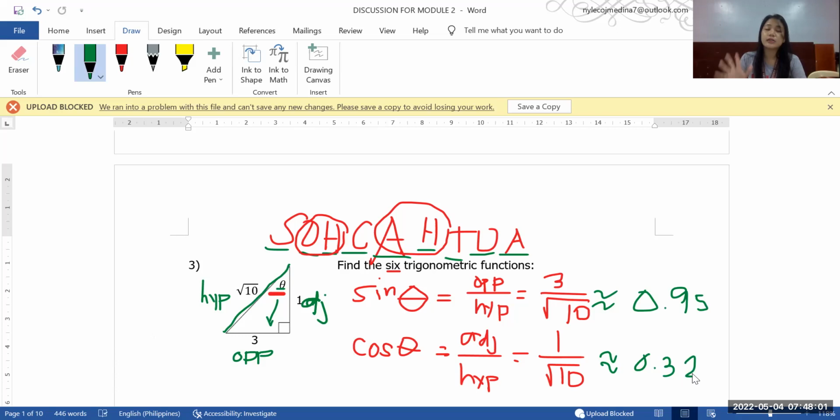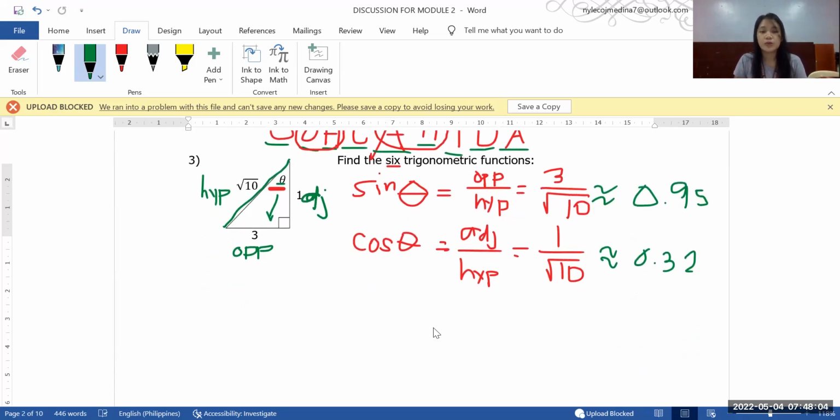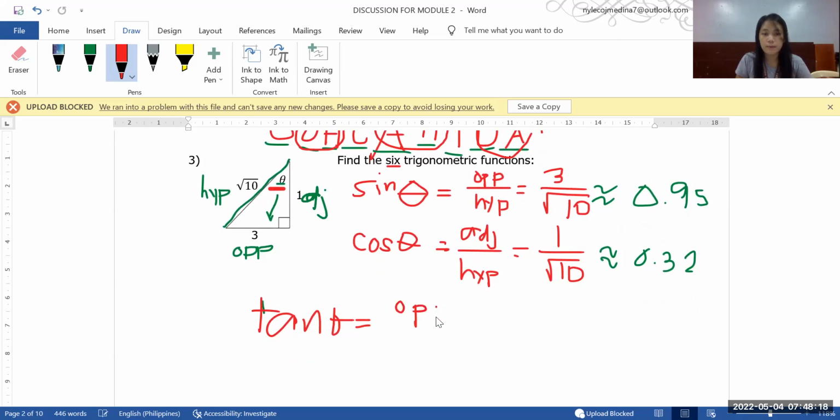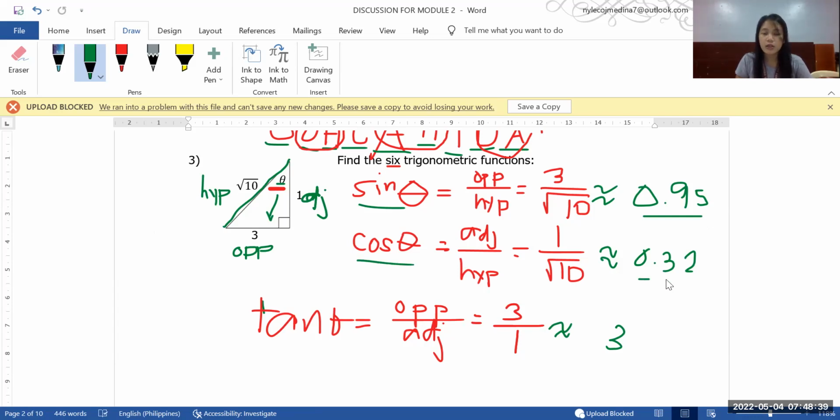Always round your answers to 2 decimal values. So next, sunod naman si tan. The tan theta is equal to opposite over adjacent. So opposite over adjacent, which is your opposite is equal to 3, your adjacent is equal to 1, so it's just equal to 3. So sine natin is 0.95. Your cosine theta is 0.32 and yung tan theta natin is equal to 3.